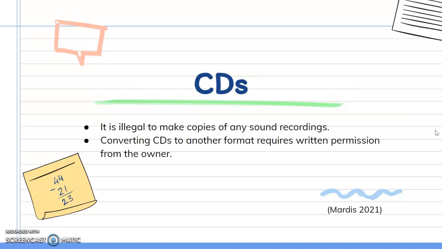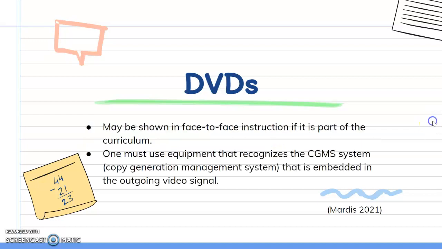You might like to use a CD. It is okay to use the CD, but it is illegal to make copies of any sound recordings. And then converting CDs to another format requires written permission from the owner. DVDs. They may be shown in face-to-face instruction if it is part of the curriculum. And then somebody must use equipment that recognizes the CGMS system, which is the Copy Generation Management System that is embedded in the outgoing video signal.